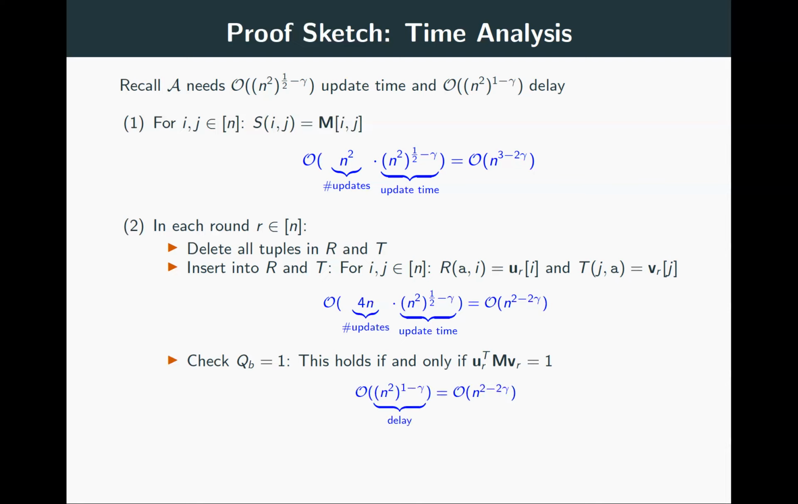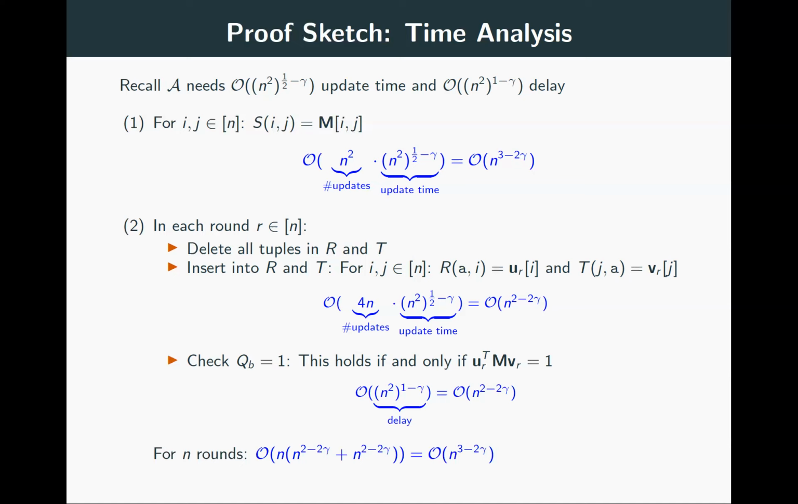And now I have to do the check. To do the check, I have to get the delay to get the next answer, which is the only answer in this case. I put that in there, and that's the delay. So that is per round. Now let's look at all the n rounds. I have to multiply the per-round quantity, this plus this, with n, and I get something which is n to the 3 minus 2 gamma. Why? This is n times n to the 2, and also n times n to the 2 here. So it gets subcubic.